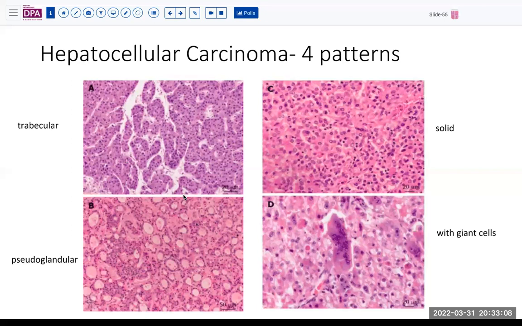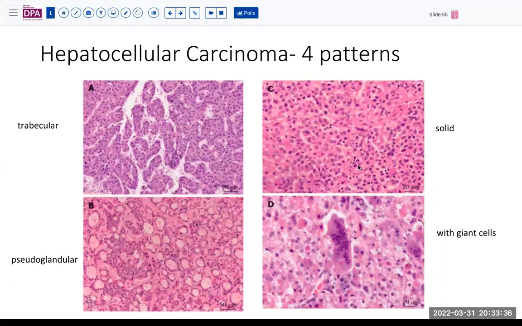The next pattern that I see with some frequency is this pseudoglandular pattern. So you see the cells form little circular structures with a central lumen-like area. So they look like little glands with a peripheral rim. And they generally tend to be fairly small like this and quite uniform one to the next.